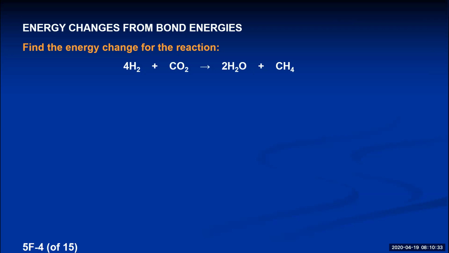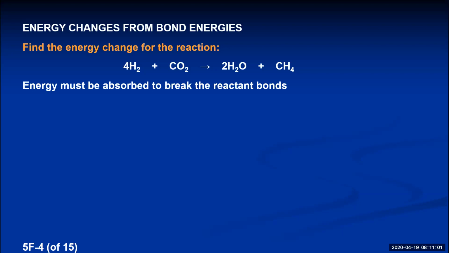On the reactant side, we have 4 hydrogen molecules and a carbon dioxide molecule. We can imagine that when this reaction occurs, you have to break those bonds in those reactant molecules in order to allow the atoms to rearrange themselves to form waters and methane molecules. In order to break bonds, you have to absorb energy. So in any chemical reaction, if you're going to try to predict the energy change from bond energies, you need to realize that energy must be absorbed in order to break the reactant bonds. And if you have to absorb the energy to do that, the bond energies for the reactants are going to be used as positive values.